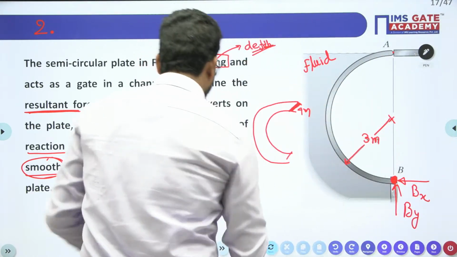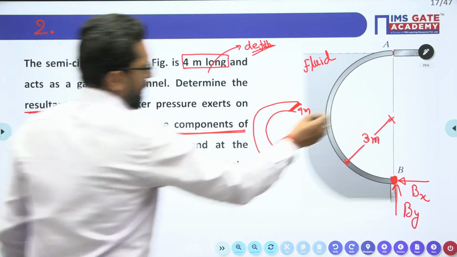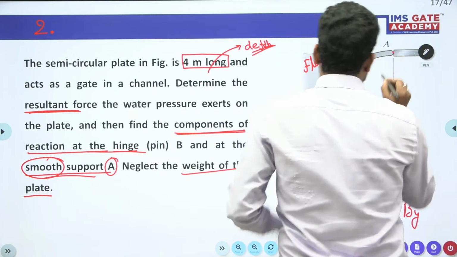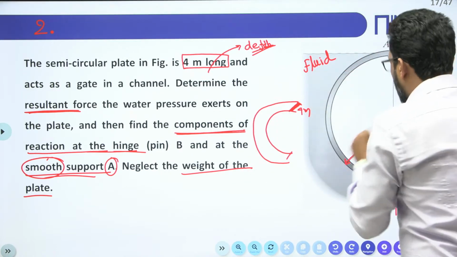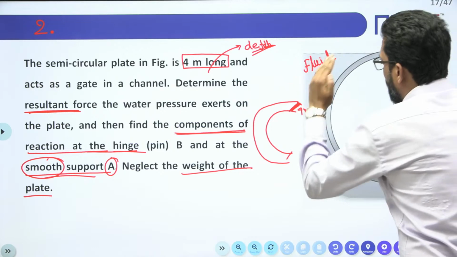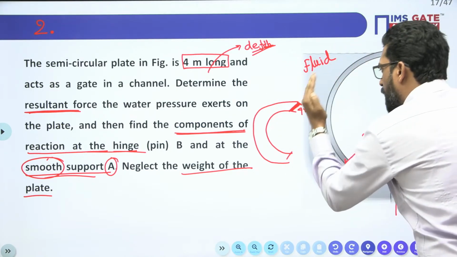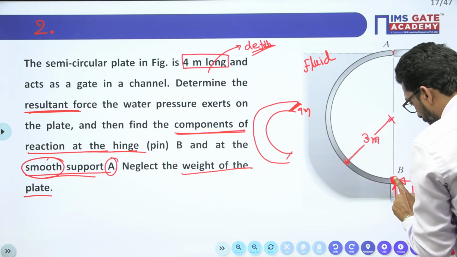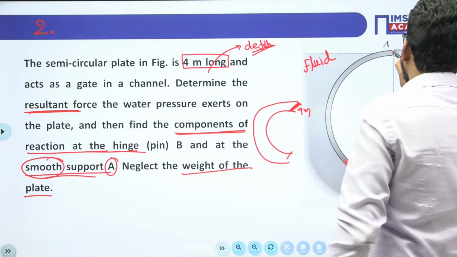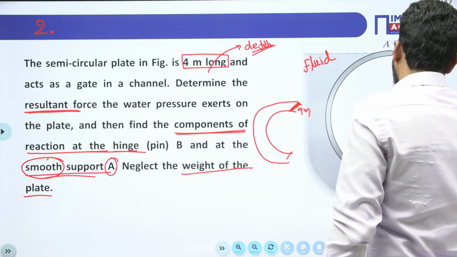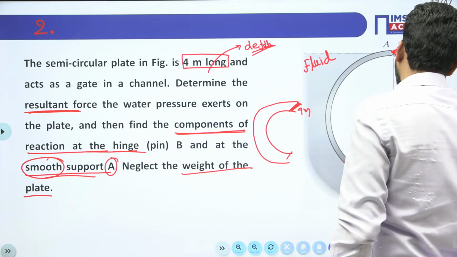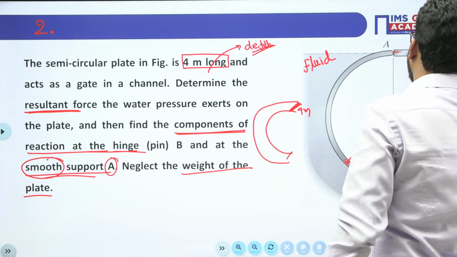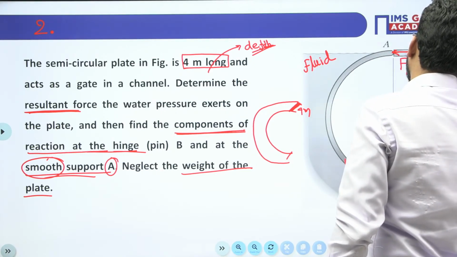Neglect the weight of the plate. The weight of the plate is neglected, that means self weight. So if there is water here, what is the force exerted by the water on the plate? First you have to calculate the net force, right? Second, what is the reaction at the hinge? Third, what is the reaction at A? That means RA, force at A, FA. You have to calculate it.